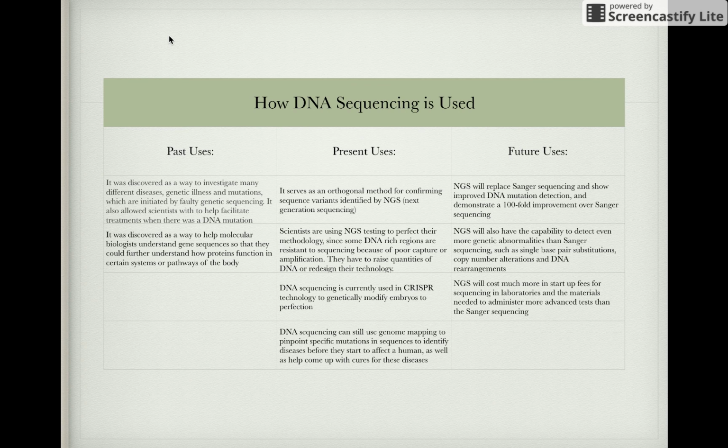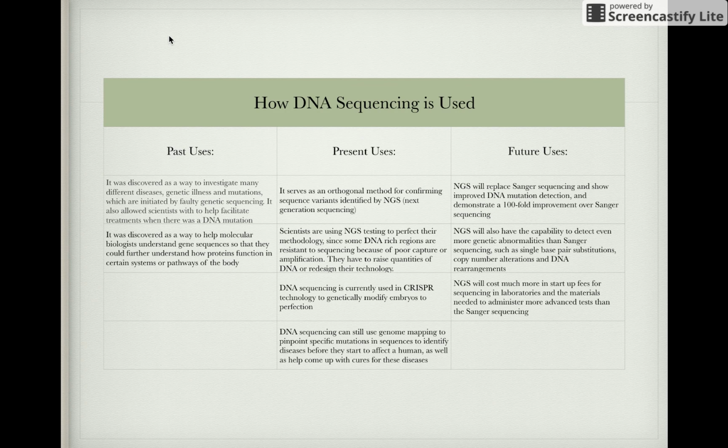Also, in the present, we are using an orthogonal method for confirming sequence variants identified by next-generation sequencing, which is going to replace Sanger sequencing in the future. So scientists are using this NGS testing to perform and perfect their methodology, since some regions that are rich in DNA in the body are resistant to sequencing because of amplification and capture, and the ratio of DNA to the electrogel matrix is uneven, so the DNA normally takes over, so they need to perfect or redesign this technology.